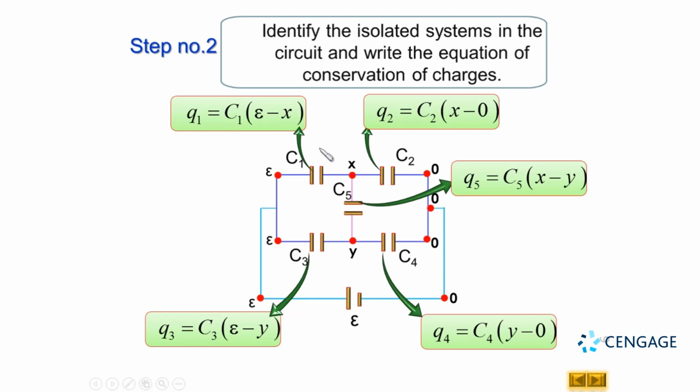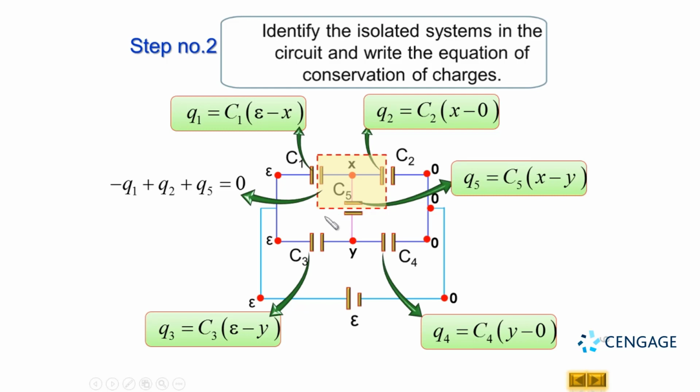Now we can identify the isolated system as we discussed. We can observe these 3 plates are forming an isolated system. That means the summation of the charge enclosed in the isolated system should be 0. So this is the negative plate, that is minus Q1 plus Q2 plus Q5 equals 0. This is the equation for the isolated system, minus Q1 plus Q2 plus Q5 equals 0, correct?